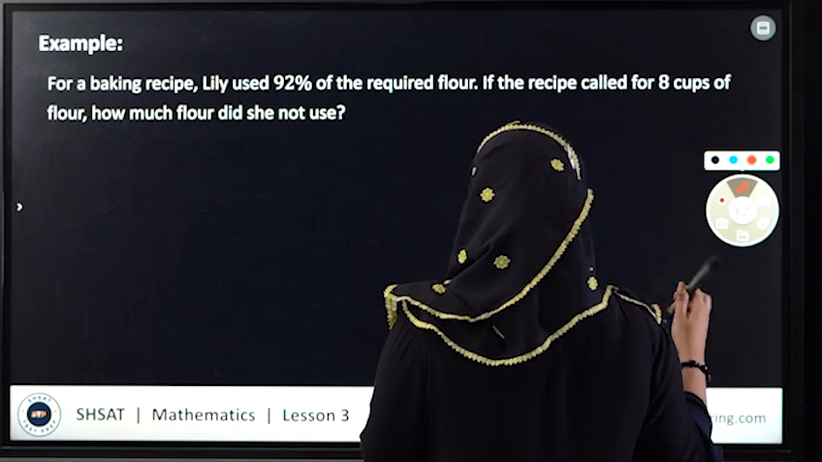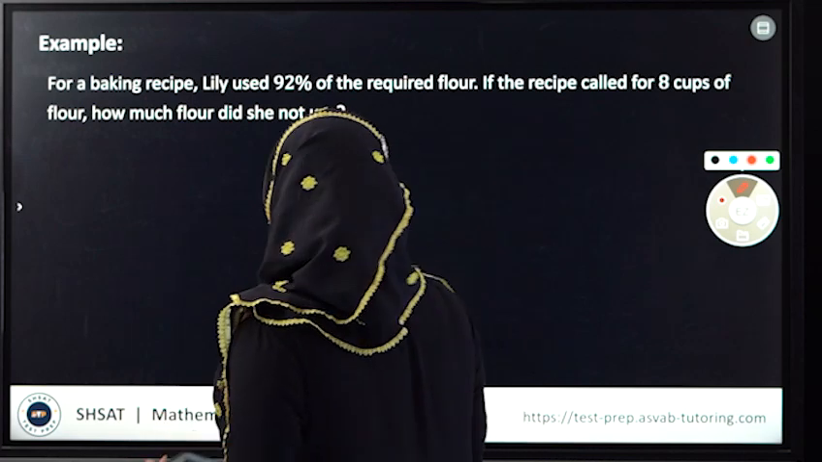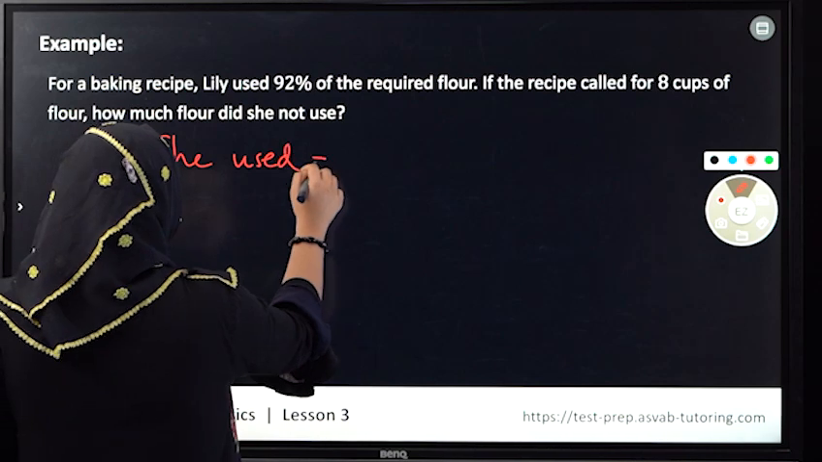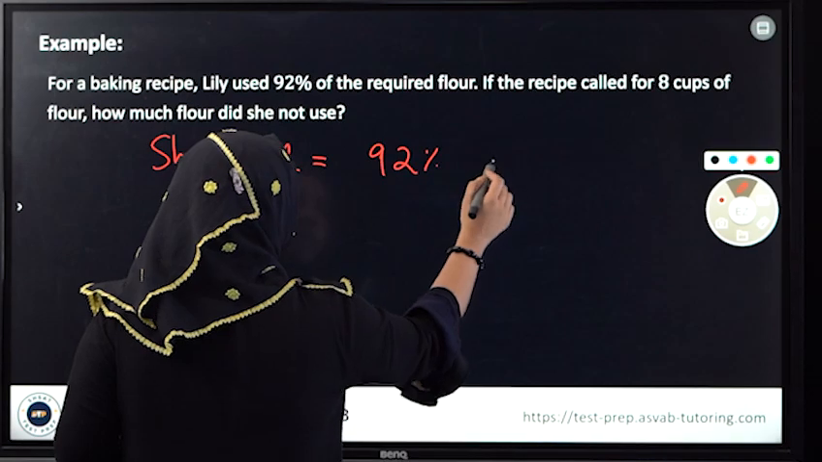Okay. For a baking recipe, Lily used 92% of the required flour. If the recipe calls for 8 cups of flour, how much flour did she not use? All right. First of all, let me figure out how much she used. She used up 92% of the 8 cups.